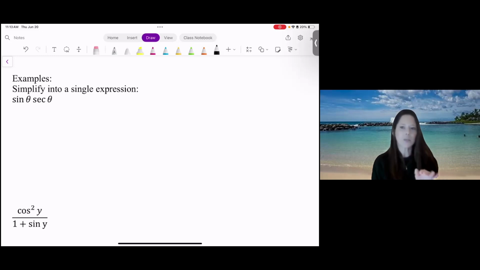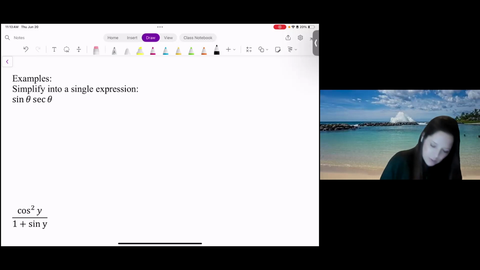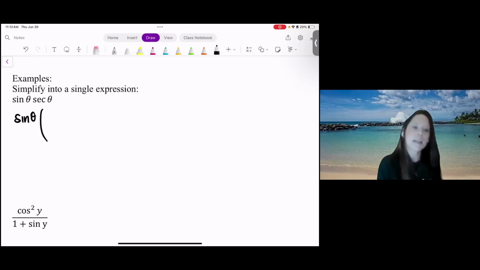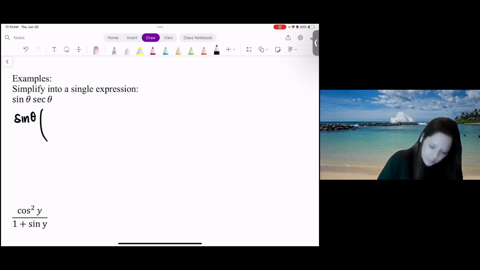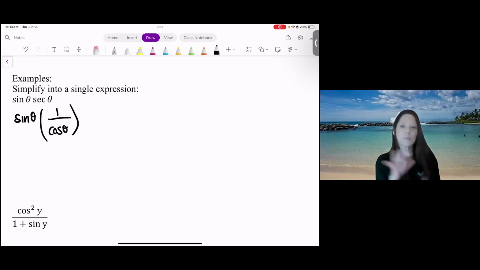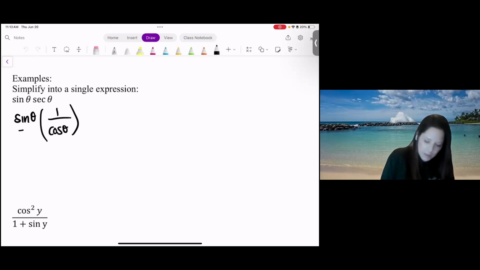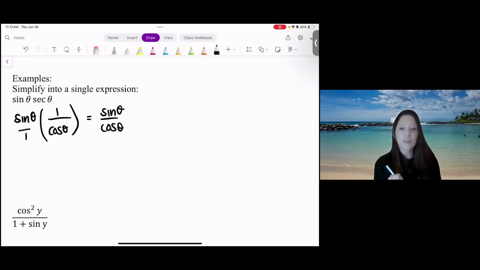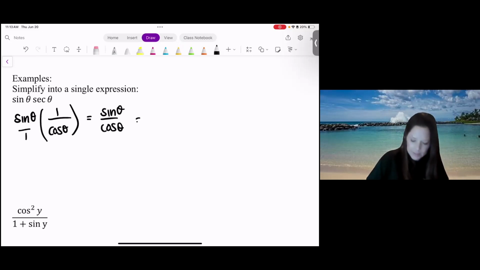So right now I can't do anything with the sine theta, but I can look at the secant theta and rewrite it in terms of something else. I know that secant theta is 1 over cosine of theta. And now I'm starting to see something. I can multiply these two and write that as sine theta over cosine theta. And I know that sine over cosine is tangent. That's going to simplify to tangent of theta.